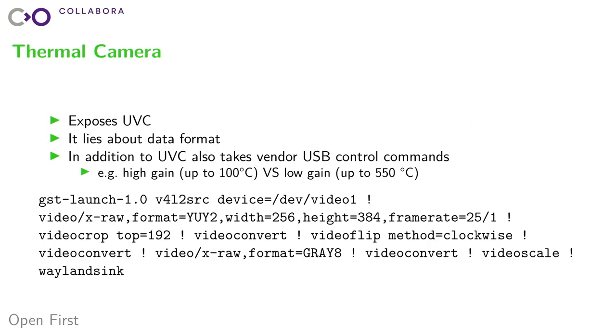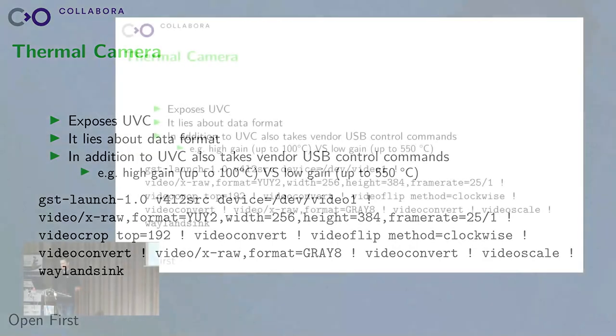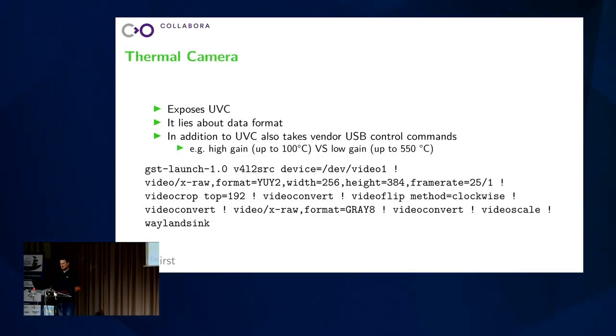The other camera that's inside, I guess the most interesting one, we are talking about the thermal camera, is the thermal sensor. And that one is connected over USB, but it kind of lies about the data format. And also, in addition to the UVC interface, it needs some vendor commands for all kinds of instructions. We need to configure if we want to be in a high gain or a low gain mode. So the camera differs between that. High gain means I want to see temperatures between 0 and 100. And if you are interested in temperatures way above that, you need to go into low gain mode. There are controls like that and calibration data. And that's quite vendor specific.